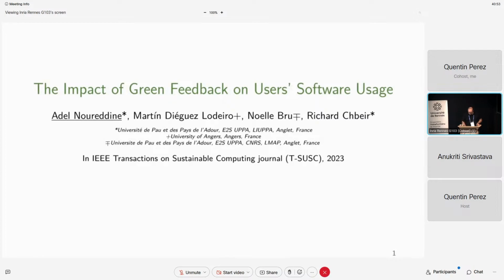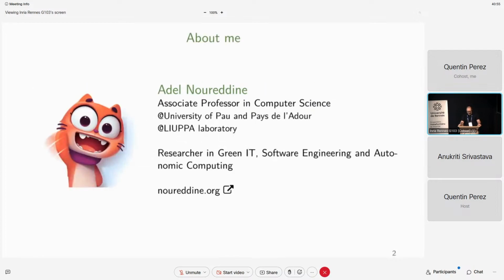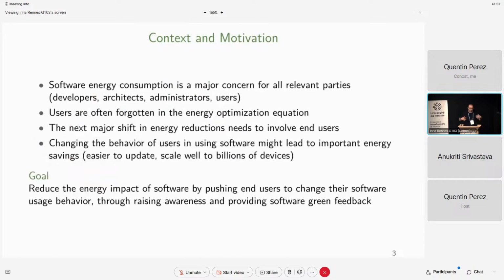So a little bit about me. I'm an associate professor at the University of Pau, and I have worked on green IT for many years, in software engineering and autonomic computing. The context of this study is that I work a lot on software measurement tools and factors impacting software energy, so really from the software engineering community.